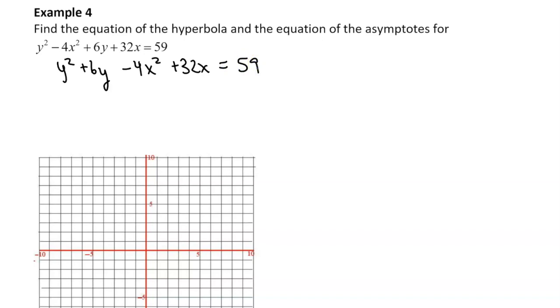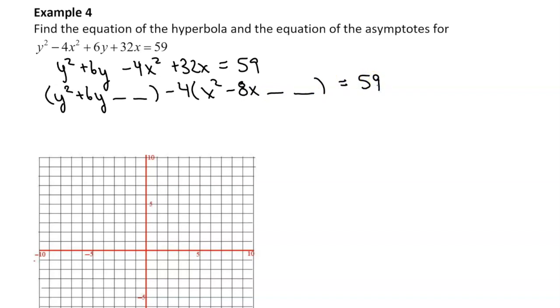And let's complete the square twice. So you would have bracket y squared plus 6y blank blank minus 4 x squared minus 8x, because we've factored out a 4, blank blank, equals 59. Then we can invite in positive 9, negative 9. And here with the 8, half of 8 is 4, so invite positive 16, negative 16.